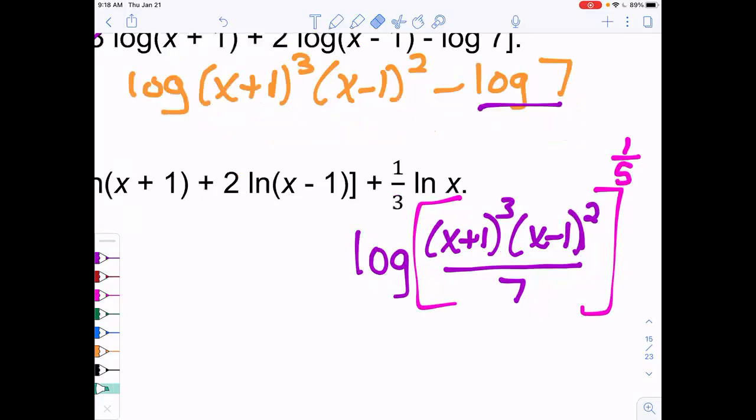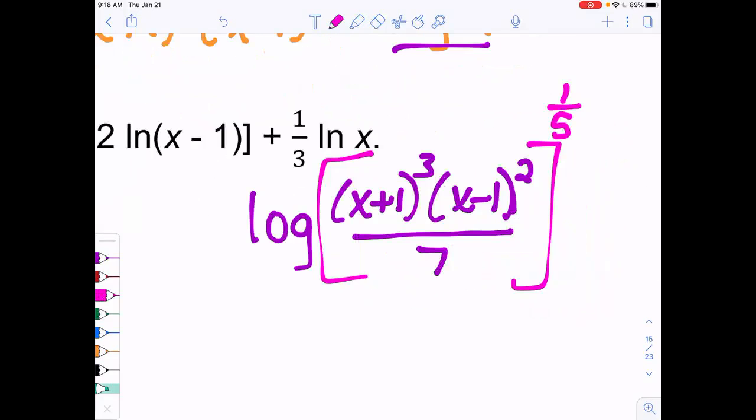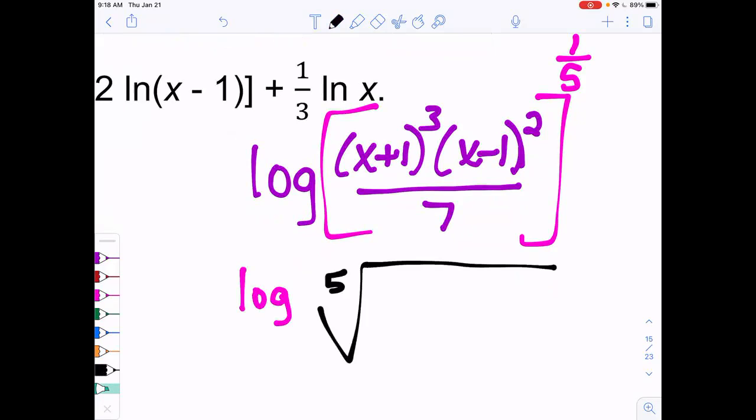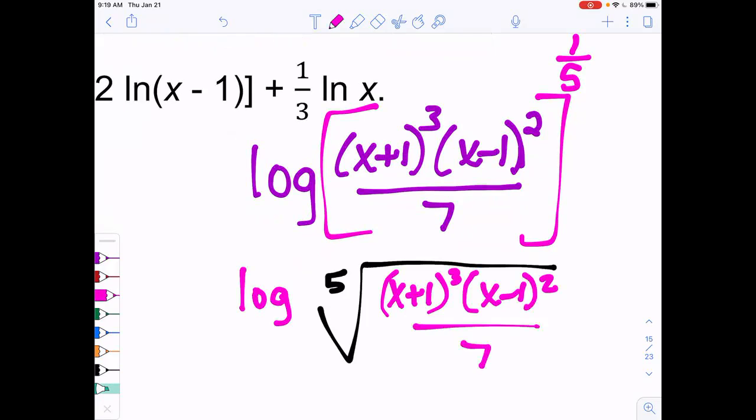And then the last step to condense means that that 1/5 needs to be changed as a radical. So it's condensed all the way. My exponent does need to change into radical form. So I have the log, and then we would have the 5th root of whatever's next to the log. And in this case, the x plus 1 cubed, the x minus 1 squared, and then the divided by 7.